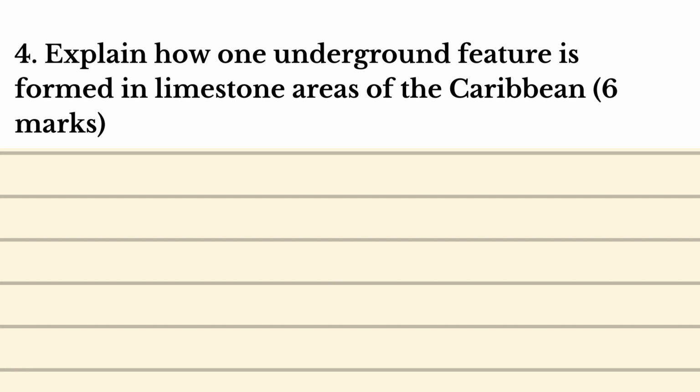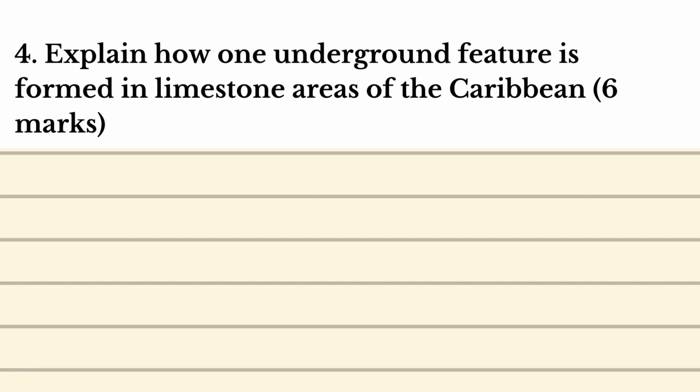Number 4 gives us the option of selecting any underground feature to talk about. The question says, explain how one underground feature is formed in limestone areas of the Caribbean, and it is worth 6 marks. I would advise you to talk about the feature that you know most about. So, for example, you could talk about the formation of caves, or you could talk about the formation of features such as stalactites and stalagmites within the cave.